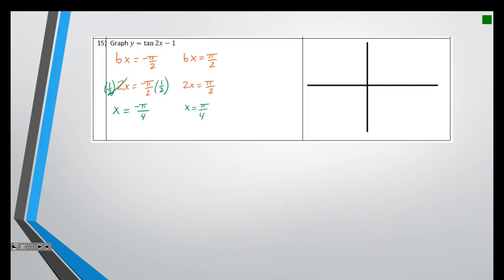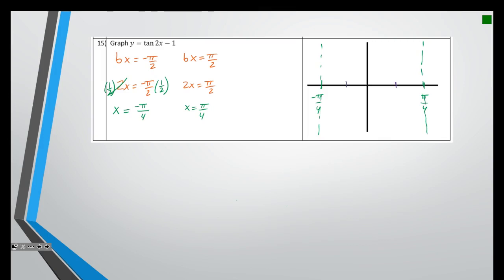They're always going to be the same number, one positive, one negative. So here's my negative pi over 4, and then my positive pi over 4. So I can go ahead and draw in my asymptotes, okay?